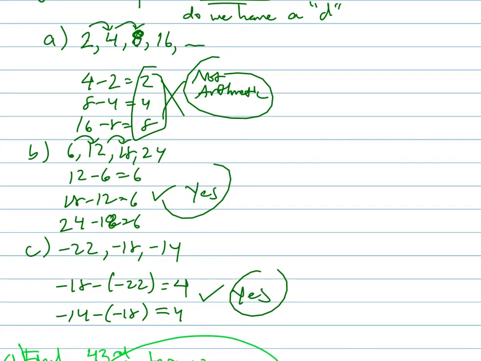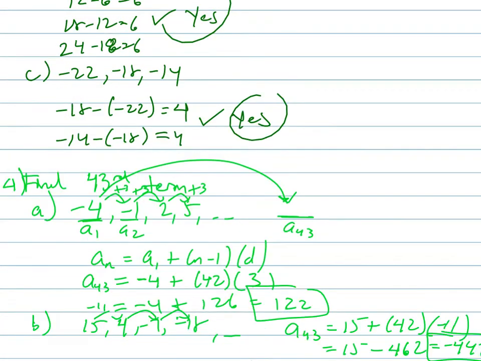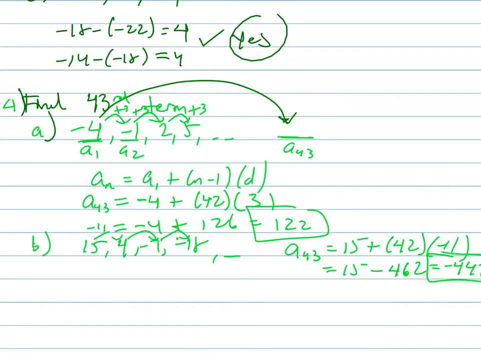Okay, next up, let's go ahead and find the 43rd term. Let's call this number 4, part A. Let's say I've got this sequence here: negative 4, negative 1, 2, 5, and so on. This is a sub 1, a sub 2. What's a sub 43? Well, which one do I want to use, the recursive or the explicit? I want to use the explicit because I want to jump all the way to this term. So let's use the explicit.